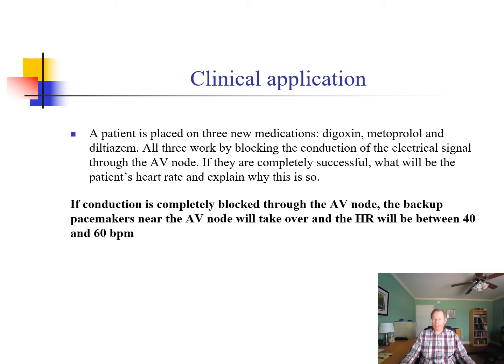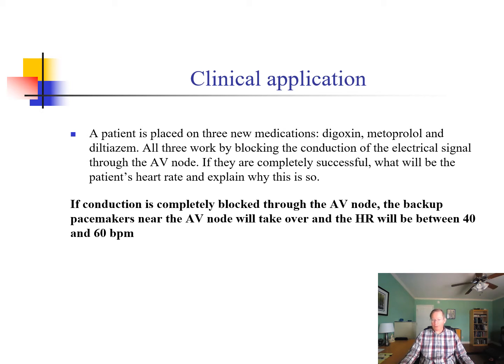So I hope that you recognize that if you block conduction through the AV node completely, the backup pacemakers near the AV node will take over, and so I will get a junctional rhythm. I'll have a heart rate between 40 and 60 beats per minute.